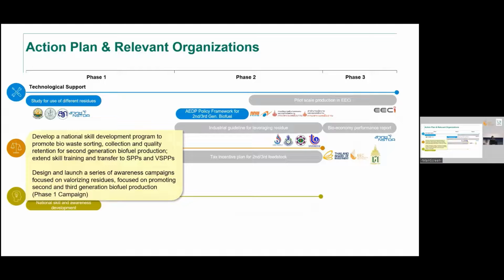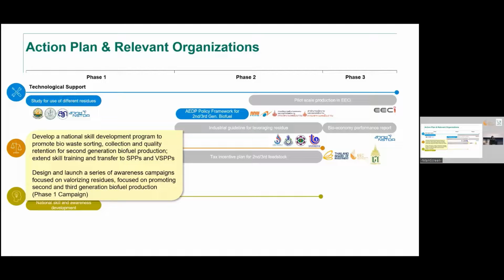The next category of the action plan focuses on skill development and awareness, which is a very crucial bucket for the overall segment. The first action here is to develop a national skill development program, which will help industries and supply chain players understand how waste needs to be collected, from where, what kind of sorting practices and principles need to be adopted, and how this skill needs to be transferred to the SPPs, or the small power producers, and the VSPPs, or the very small power producers, which are currently very critical in the bio-based industries.